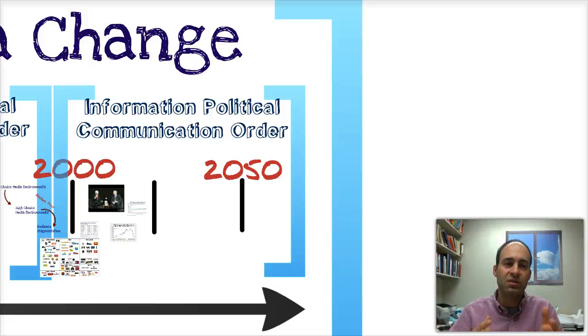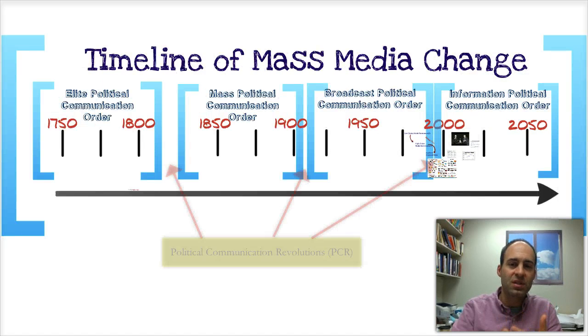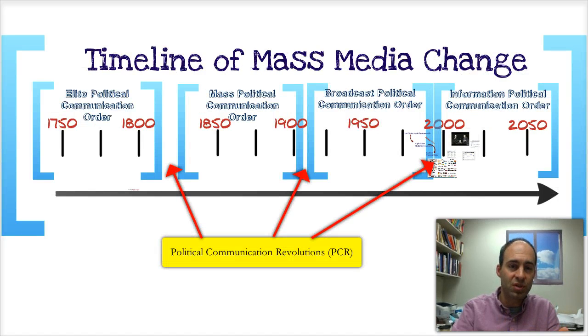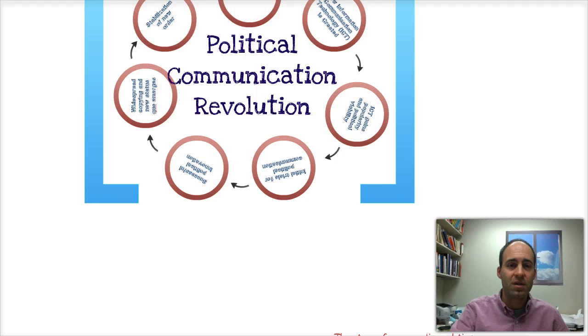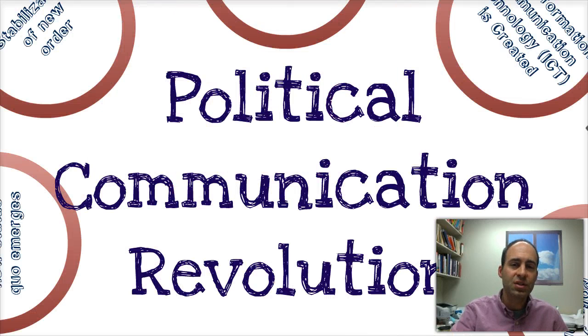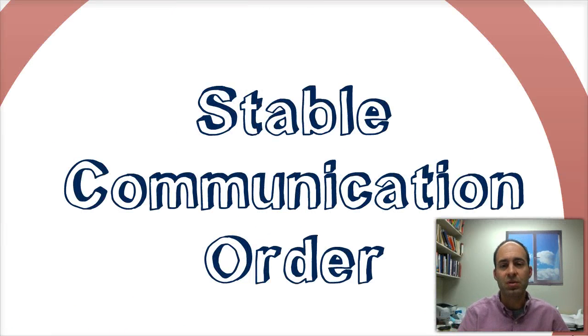Now, in between each of these four political communication orders are these brief periods of major permanent change, these political communication revolutions, as I call them. And what's important to note is that each of these revolutions has followed a very similar path. That's really important as we think about where we are today and ultimately what is evolving in the current information political communication order. The political communication revolutions each start with a stable communication order.